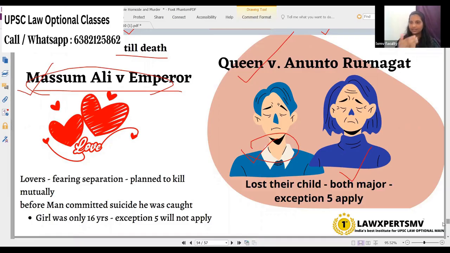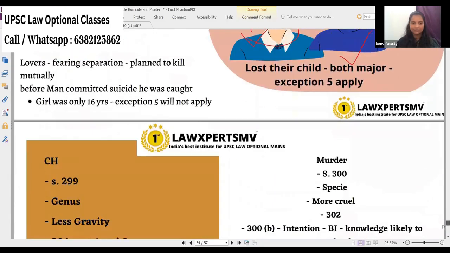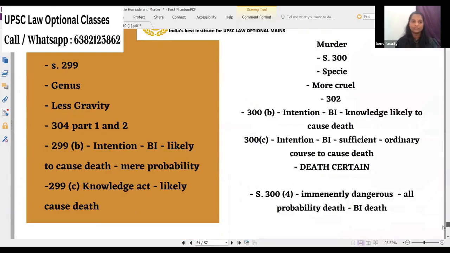I hope this exception is clear. So we'll move to the differentiation. After differentiation, we'll have a very good session for doubts.